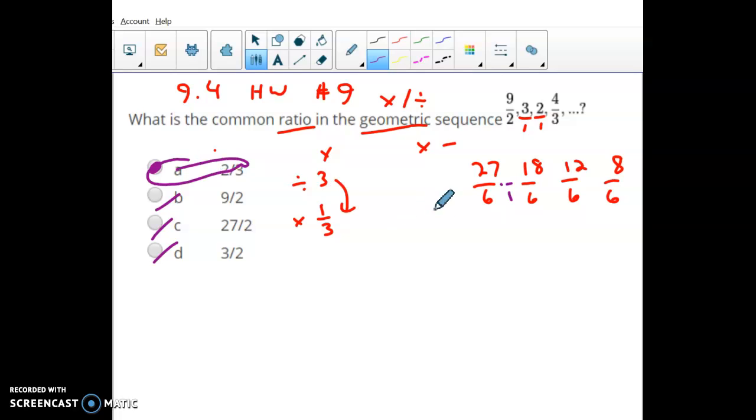Okay, and I might just verify this. So I'm going to take 27 sixths times 2/3 and see if I get the next term of 18 sixths. So if we do this, that would be 54 over 18. Okay, and then if you divide by 3 on top and bottom, we get a 6 here. Divide this by 3, and you would get 18 there. So it looks like multiplying by 2/3 would be right. And we could keep going and check a couple more, but hopefully you'd see that that is the right ratio. So letter A, 2/3.